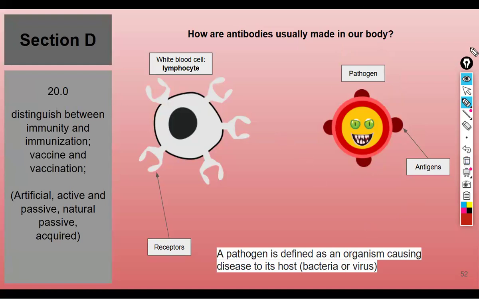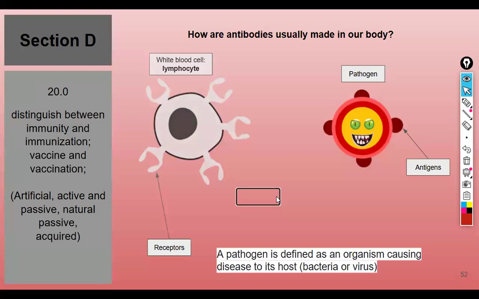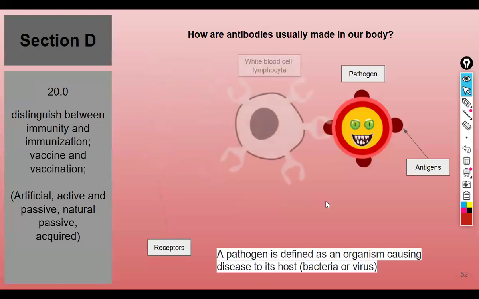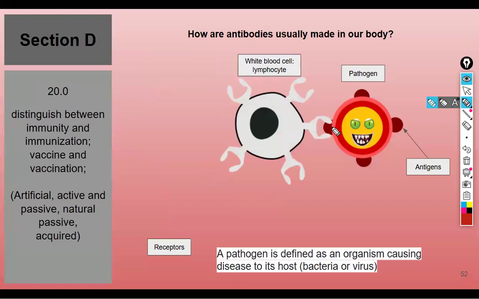So what will happen? Look at the animation here. The pathogen has just invaded the body. The white blood cell needs to figure out, hey, what kind of pathogen am I dealing with? So it goes closer. You all notice that the lymphocyte is making contact with the pathogen and investigating its antigens. So the lymphocyte is going, okay, I know what kind of pathogen I am dealing with.